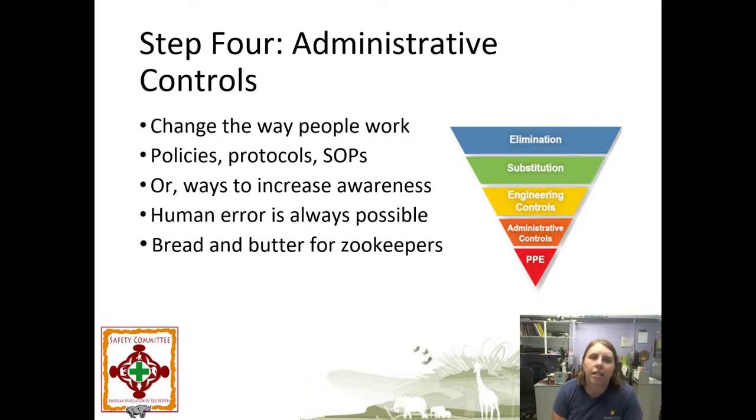Administrative controls are designed to change the way people work. So there's no physical limit, but it makes you stop and think and be careful with what you're doing. So we're talking about your policies, your protocols, your SOPs, which are standard operating procedures. Things that are basically rules that make you stop what you're doing and do things a different way. Administrative controls can also be ways to increase awareness. We'll get into that. There is always room for human error, way more than there is with any of our previous steps, but it should make you change what you're doing and be safer.